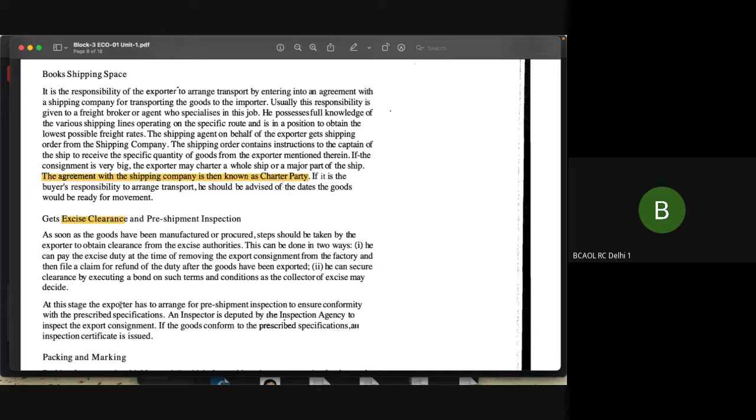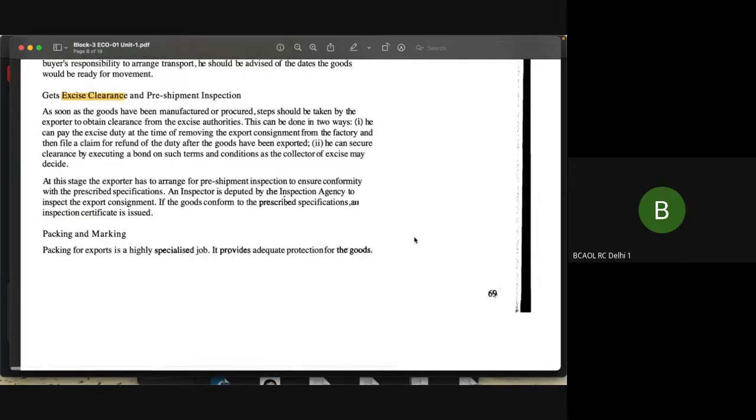Then you get the excise clearance and pre-shipment inspection. Excise clearance means you need to pay excise duties and do the paperwork. A lot of paperwork is involved. Okay, and pre-shipment inspection is that your own person goes and sees, okay, this is the ship I booked.